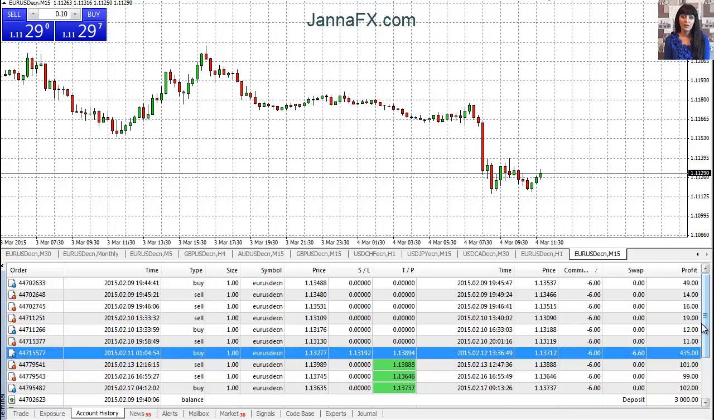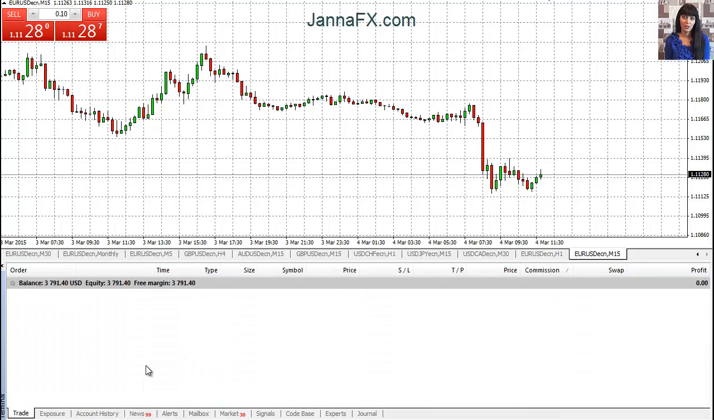There is also another thing: if you're moving a position from Wednesday to Thursday, then it will be triple, so 3 times more than normal. Normally swap is one swap, and it will be 3 times bigger from Wednesday to Thursday. I think that's it. If you still have questions, you can ask, and that's all.